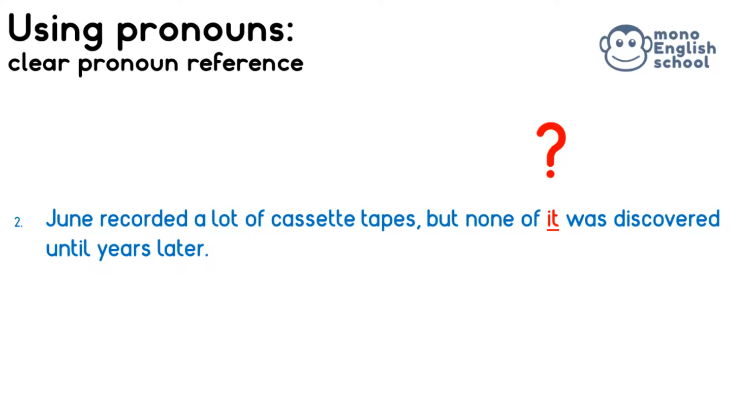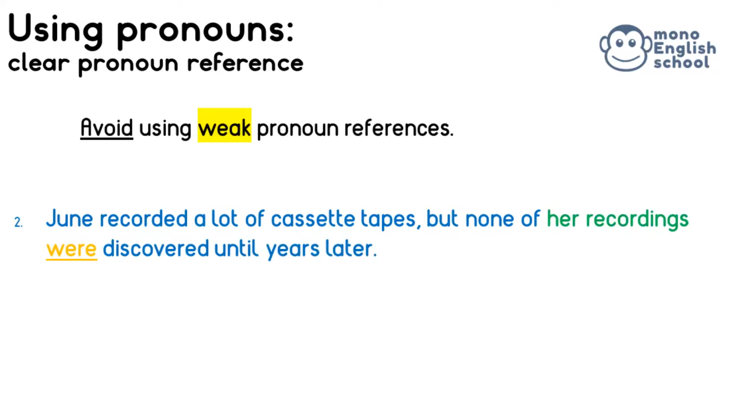Again, we should revise the sentence to avoid this type of error. We can change the sentence to, June recorded a lot of cassette tapes, but none of her recordings were discovered until years later. Now, the weak pronoun reference has been eliminated. Time for another quick comprehension check.